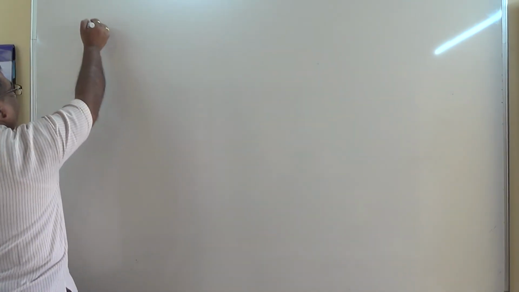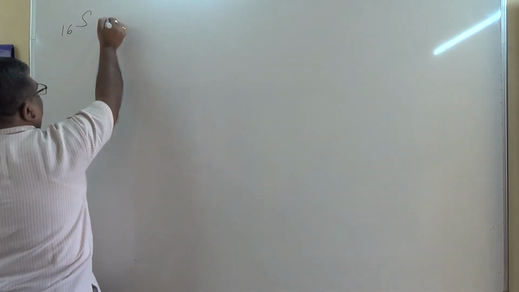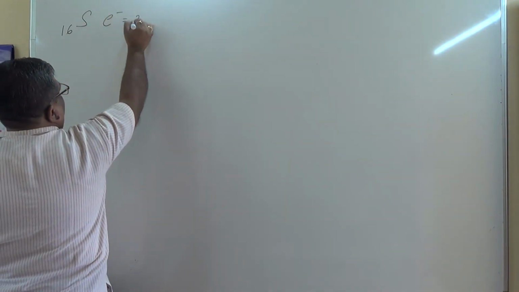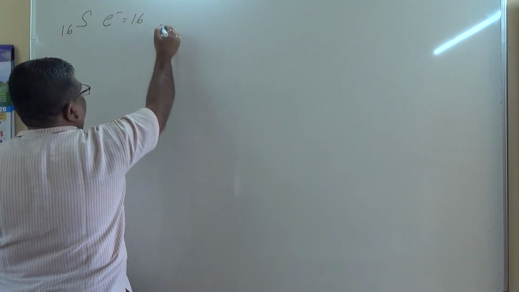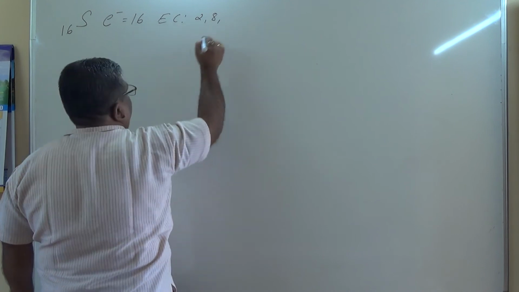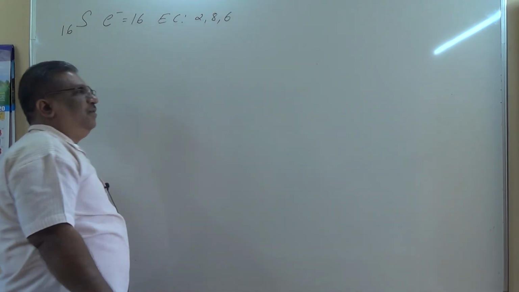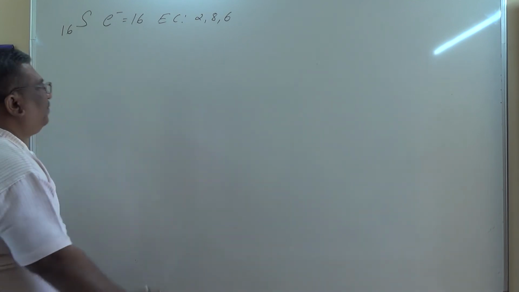For sulfur, what is the atomic number? 16. Number of electrons? 16. Electronic configuration? 2, 8, 6. And therefore, there are 6 electrons in the valence shell.